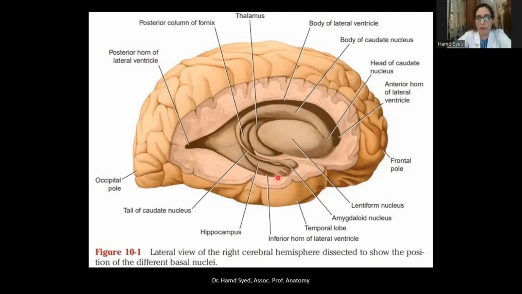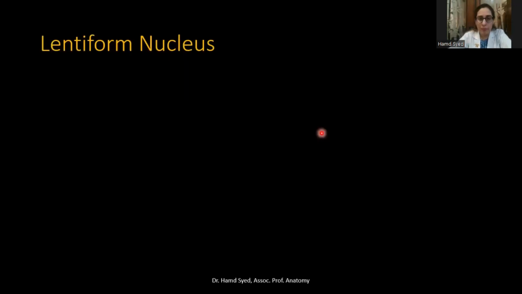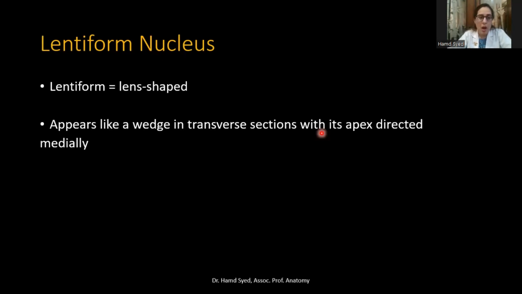This here is the tip of the inferior horn of the lateral ventricle. So this gives the caudate nucleus a characteristic C shape when you observe it in the exposed specimens of the brain. Now, the other component, which is the lentiform nucleus of the basal nuclei, the lentiform word simply means lens-shaped, and we shall see that it looks like a wedge, which is present in the transverse sections. We can see the wedge with its apex directed medially.